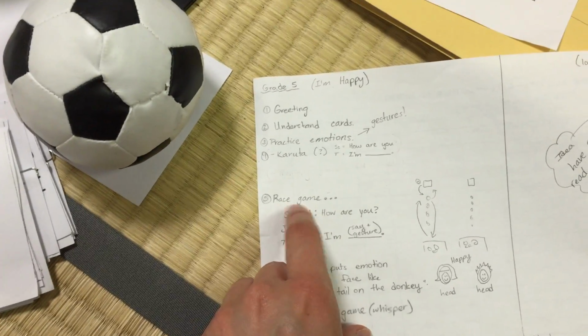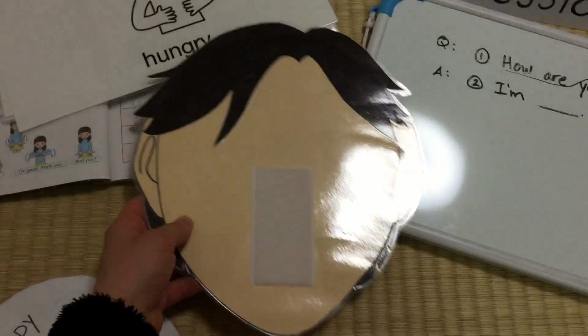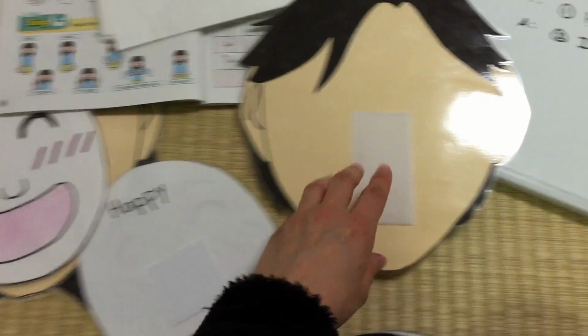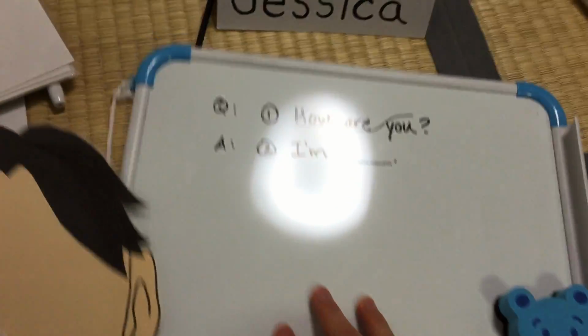And next would be the race game. So that's where these guys come in. I made these giant faceless masks. It looks like an old man on the back. They've got magnets on the back, so I'd put them on the blackboard or the whiteboard. So there's a boy and then there's a girl. And they have the soft Velcro, and the masks have the hard Velcro.